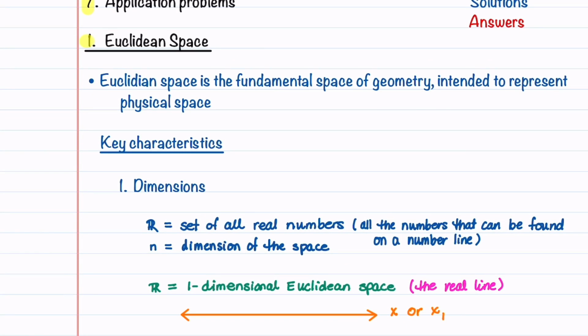Let's start by learning what Euclidean space is. Euclidean space is the fundamental space of geometry, and it's intended to represent physical space. There are 6 key characteristics of Euclidean space that we'll be talking about in this course, and we'll talk about 3 of them now, and then 3 of them later on in the course.